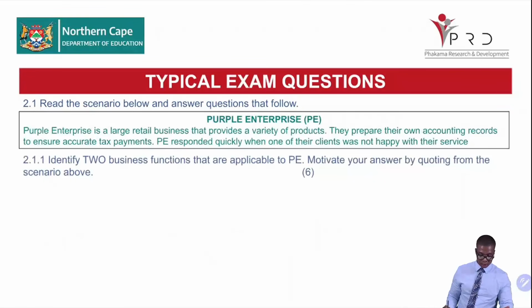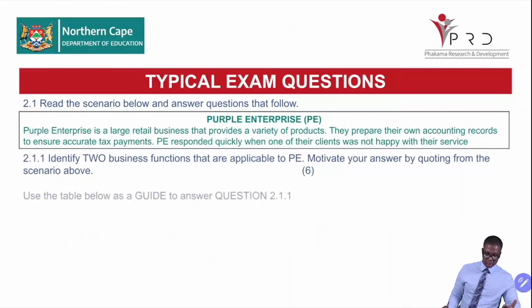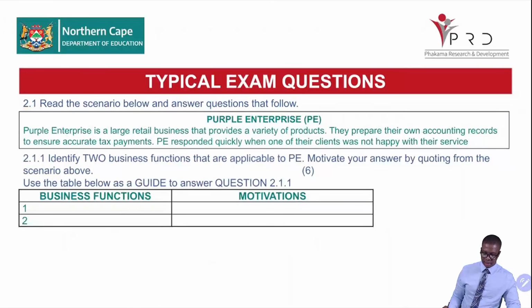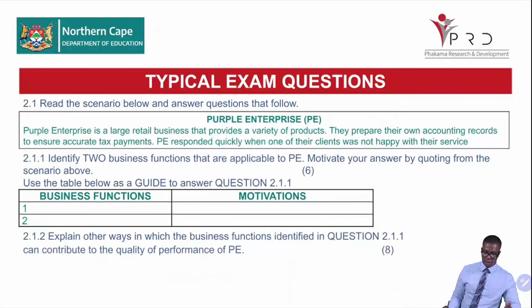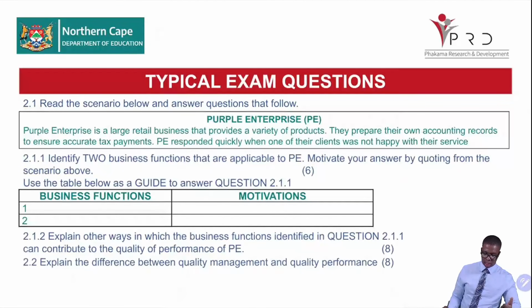Here you have Purple Enterprise. Purple Enterprise is a large retail business that provides a variety of products. They prepare their own accounting records to ensure accurate tax payments, and PE also responds quickly when one of their clients was not happy with a particular service. Now, identify 2 business functions and motivate your answer by quoting from the scenario. And use the table here as a guide to answer this question. Then, explain other ways in which the business functions identified in 2.1.1 can contribute to the quality of performance of PE. Then, explain differences between quality management and performance.